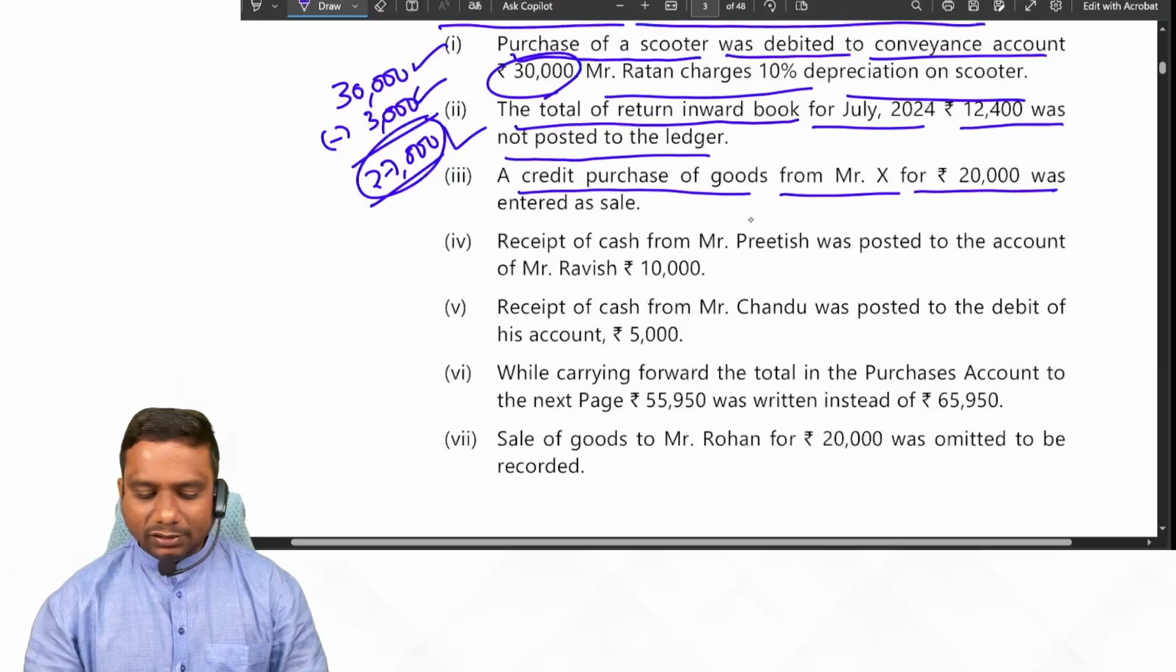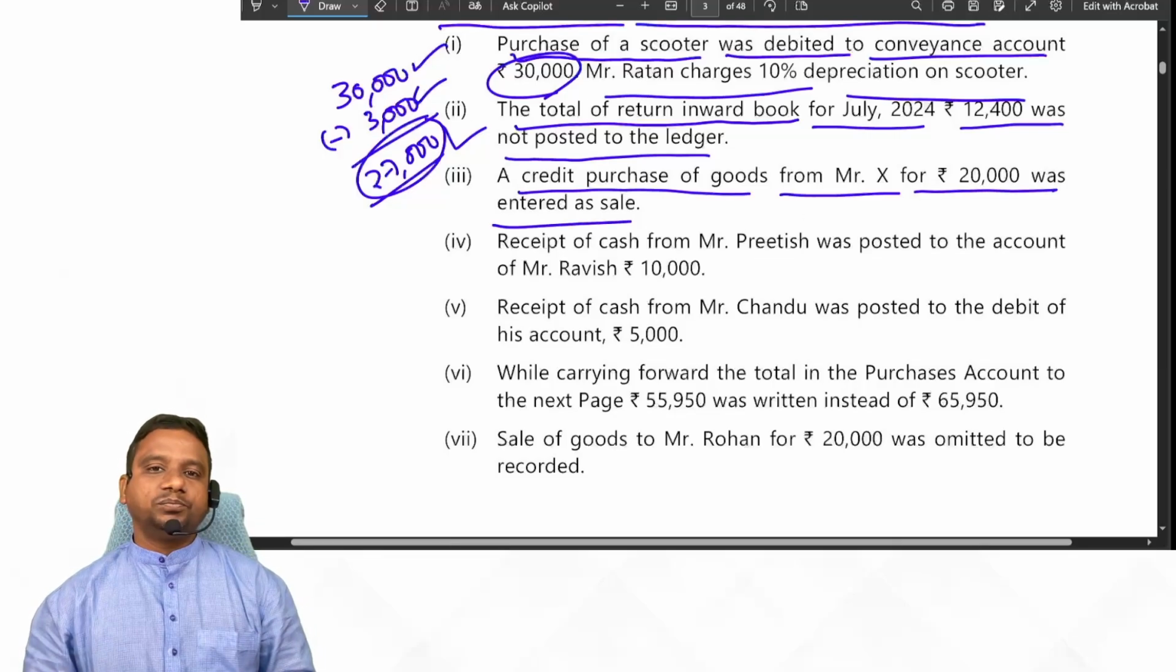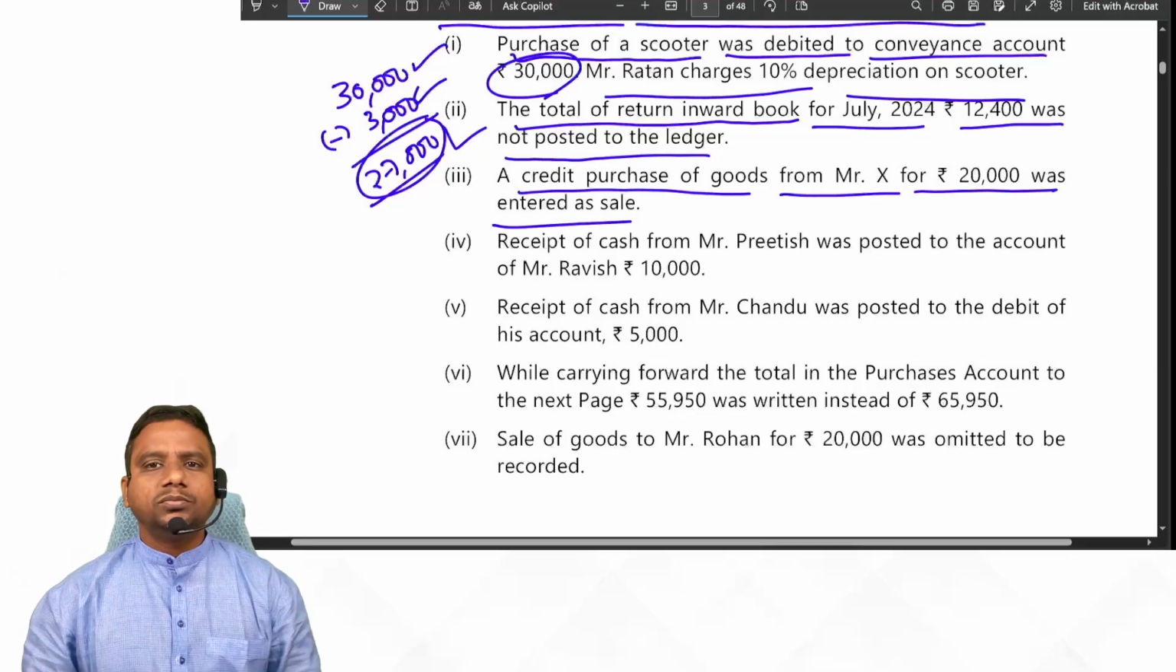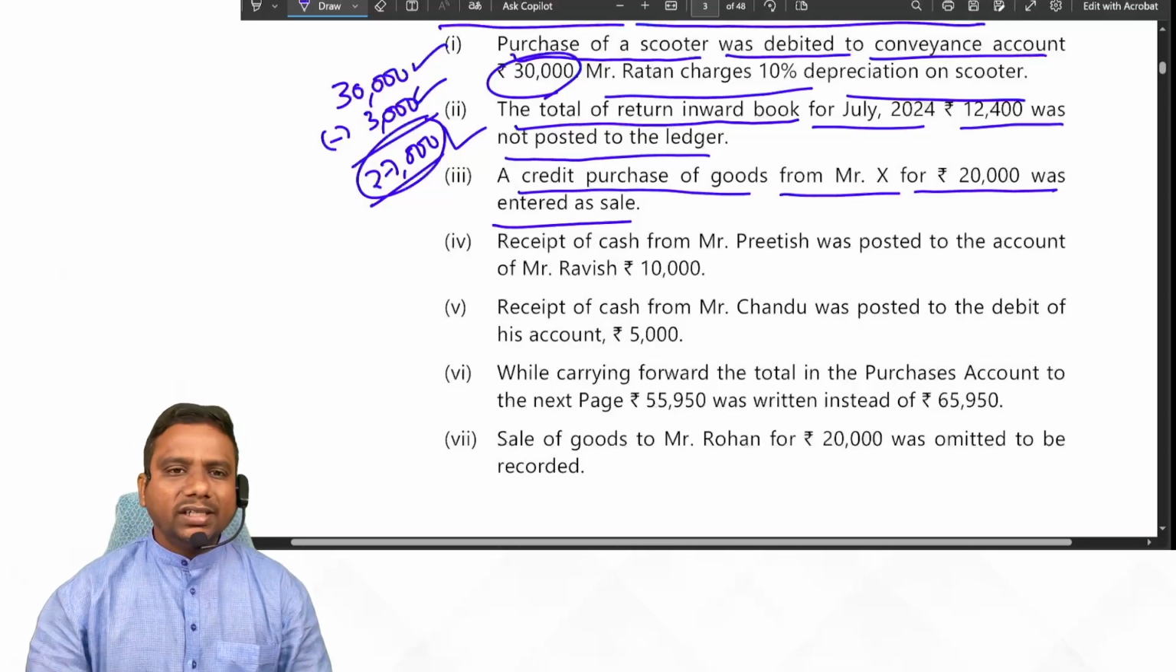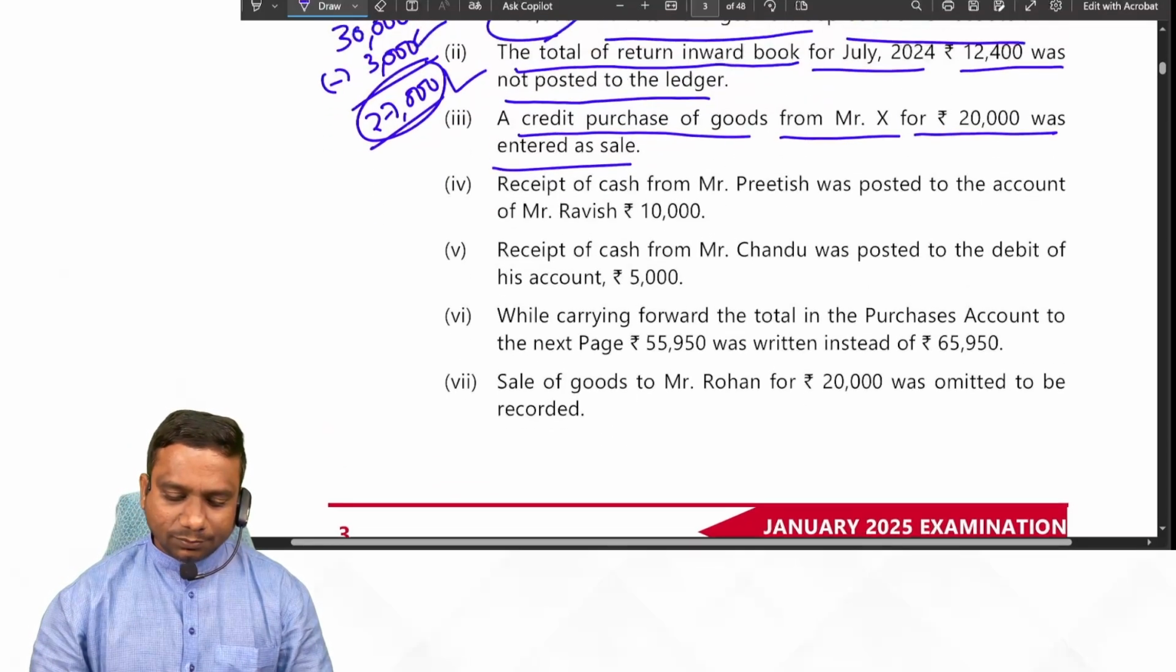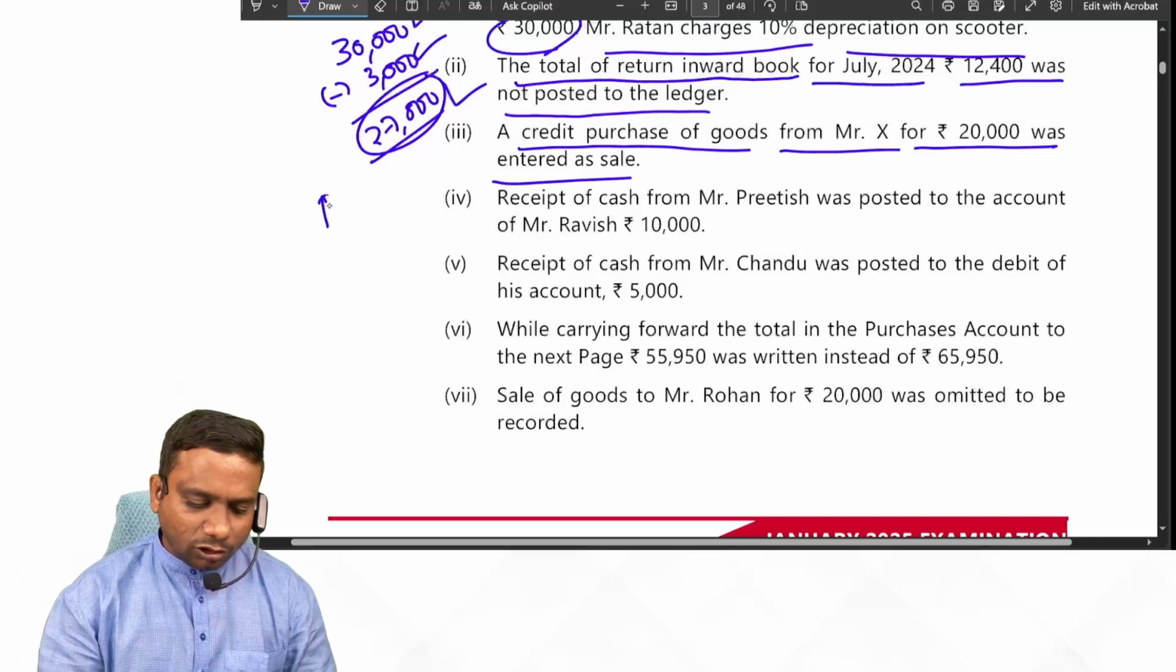Next one. A credit purchase of goods from Mr. X for 20,000 was entered as sale. We have purchased goods from X, but it is entered as sales. Now, how do you rectify normally? Simple. Purchase account must be debited. So, purchase account debit.